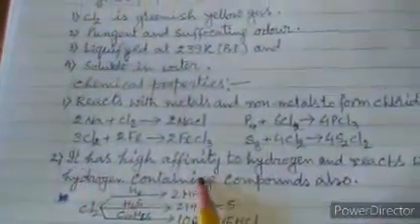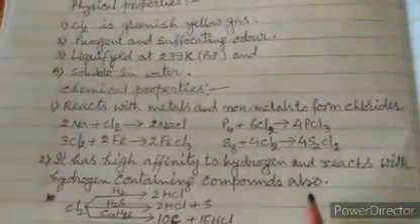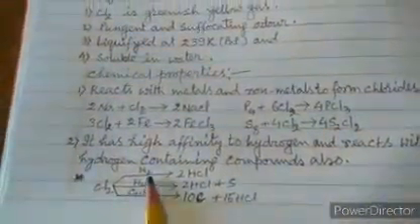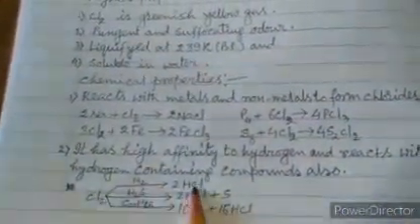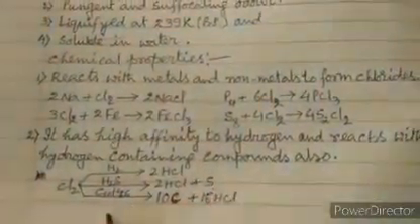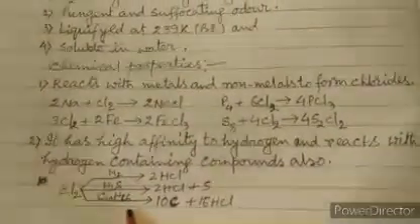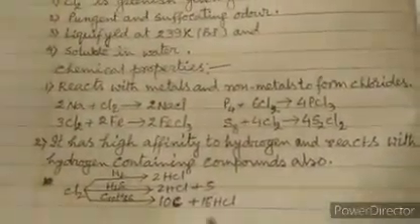Next, it has a high affinity for hydrogen and reacts with hydrogen containing compounds also. Chlorine reacts with hydrogen to produce HCl, with H2S to produce HCl and sulfur, and with C10H16 to produce 10 carbon and 16 HCl.